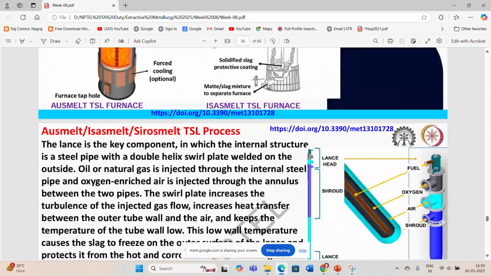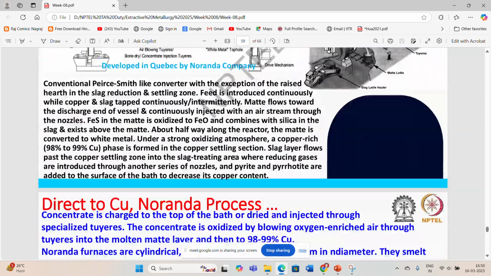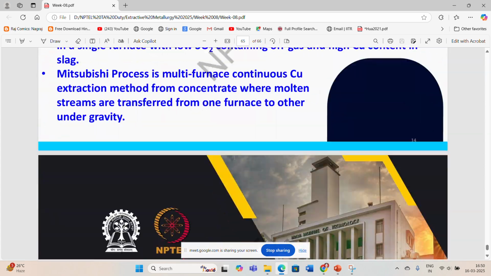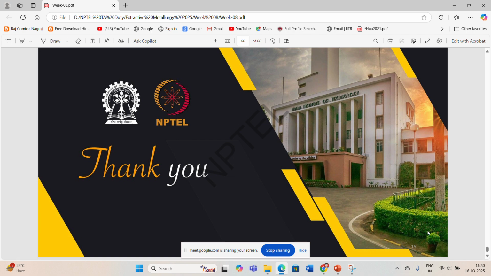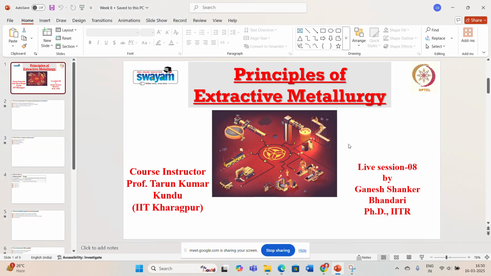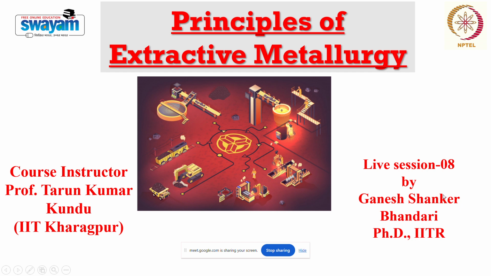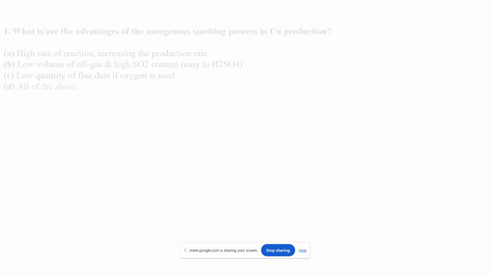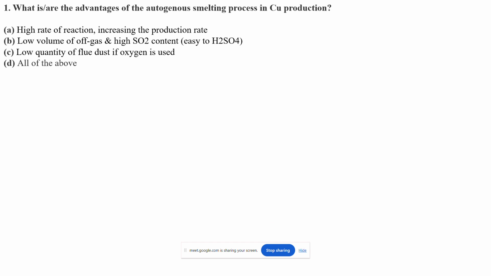So there are some other processes also. Okay, so now we will try to solve some MCQ problems. So the first MCQ is: what is or are the advantages of the autogenous smelting process used in copper production?